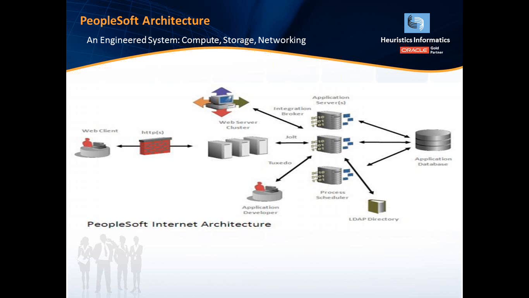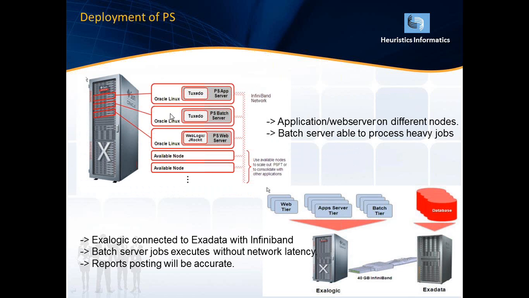Now, if I want to implement this basic architecture on the Elastic Cloud, the web cluster will be deployed on 2 compute nodes, application servers on 2 compute nodes, and batch servers on 2 compute nodes. Even if one compute node fails, the other compute node will be available for the survival of the application. So this is how I am achieving availability and performance.